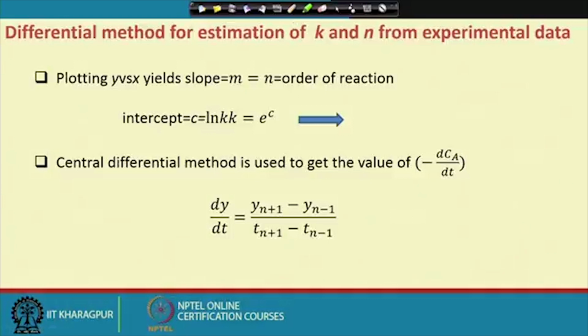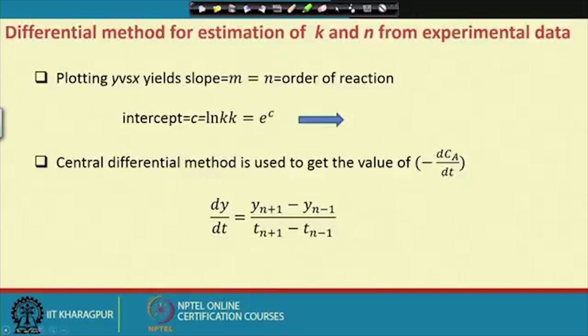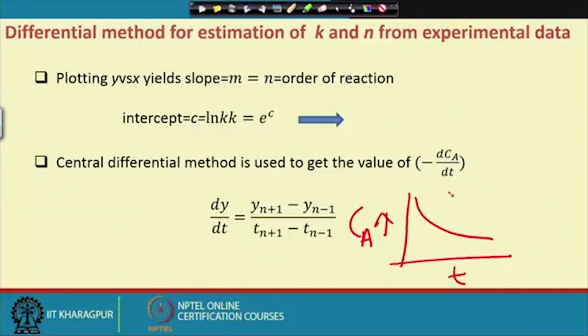Suppose we want to find out the rate of substrate degradation. I can give the example. Suppose in a reaction, Ca decreases with respect to time, you have a profile like this. Now, if you want to find out minus dCA by dt, how can you calculate? You can calculate Ca n plus 1 minus Ca n minus 1 divided by 2 del t.